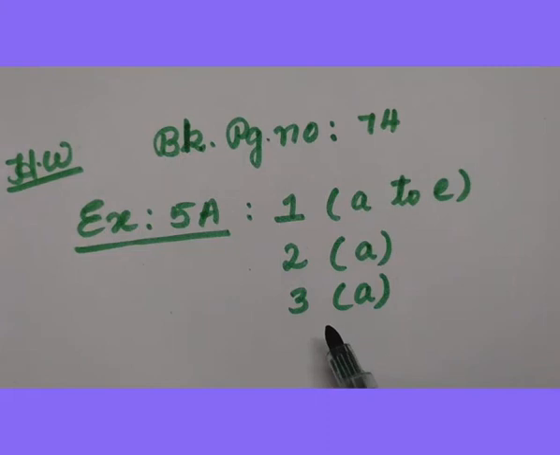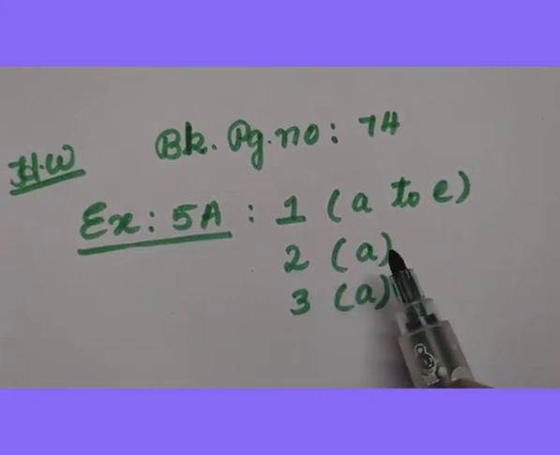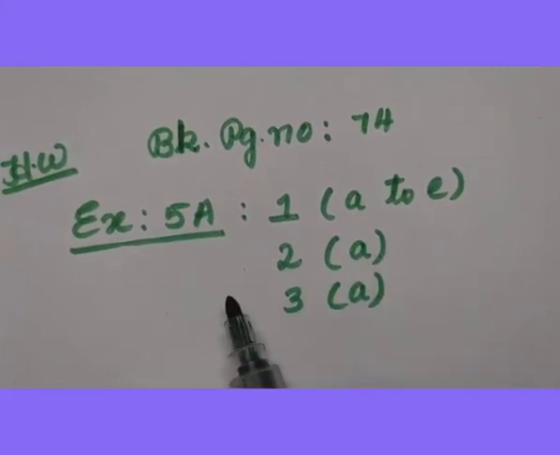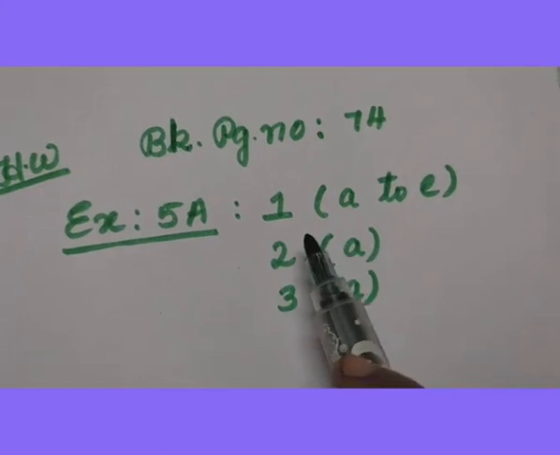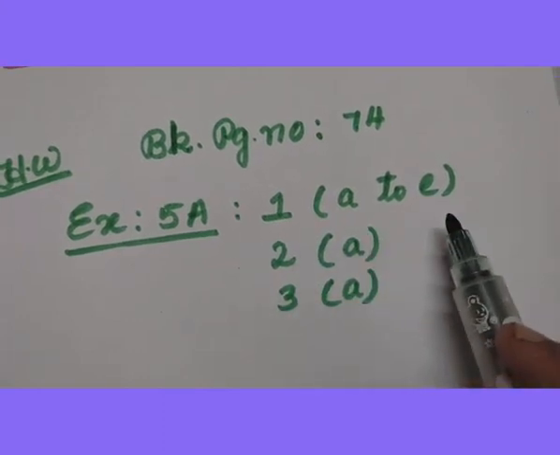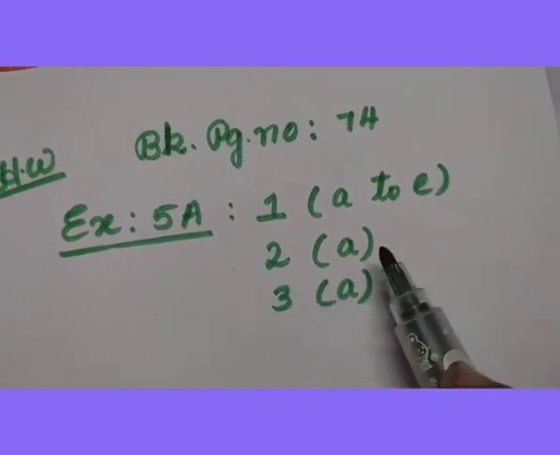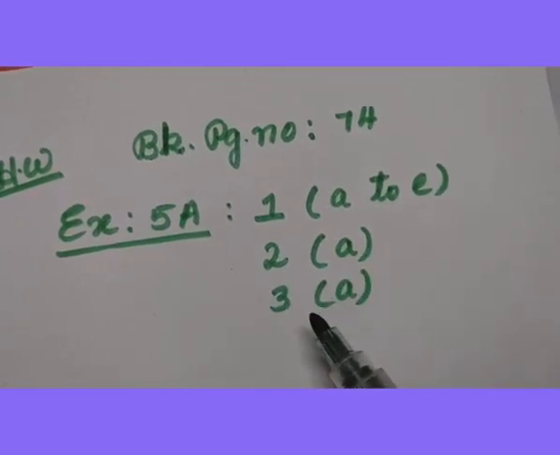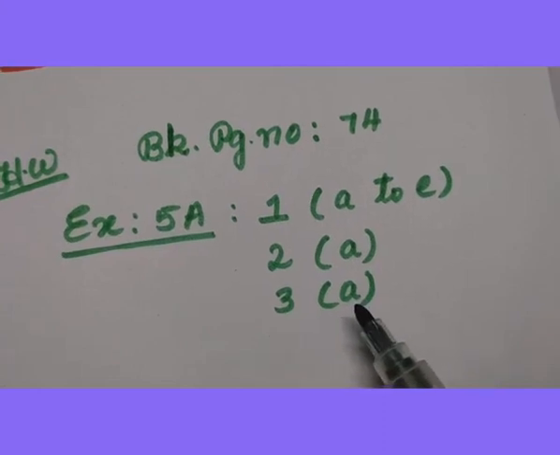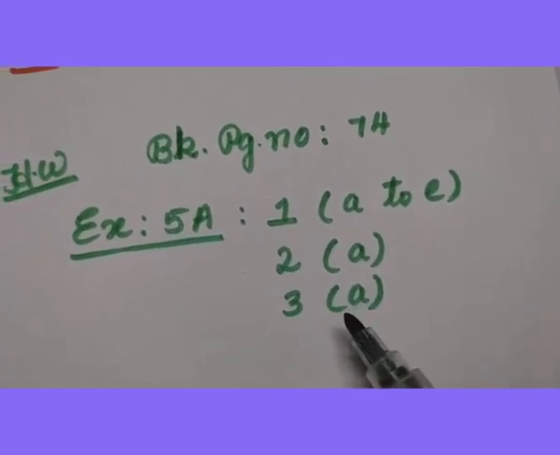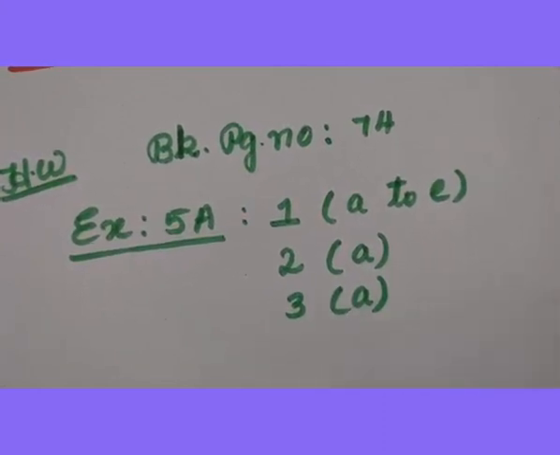Children, we have homework from book page number 74, exercise 5A, first question, from first question A to E subdivisions. Then from second sum, only one subdivision A. Then from the third problem, only A. Okay. Can you do? Okay, do this as homework, okay, children.